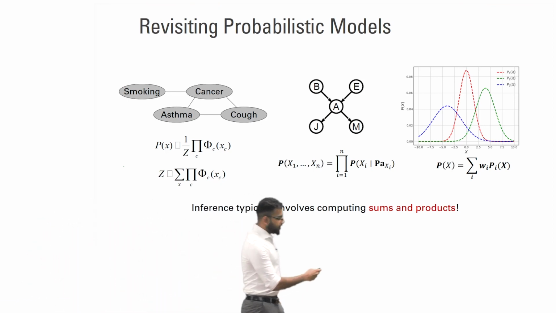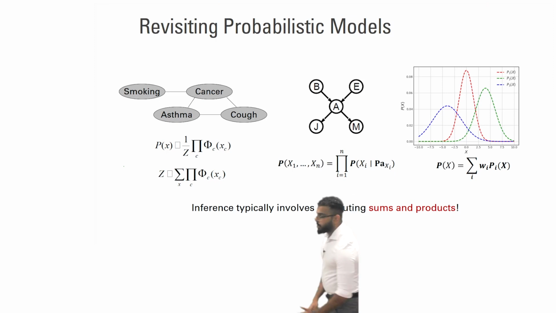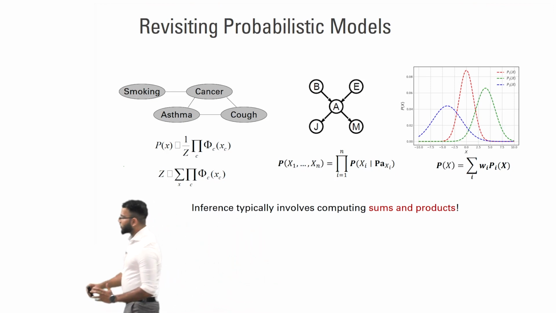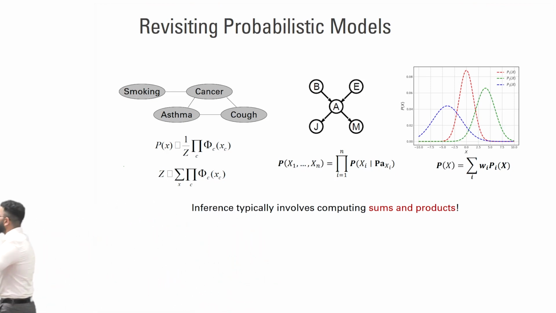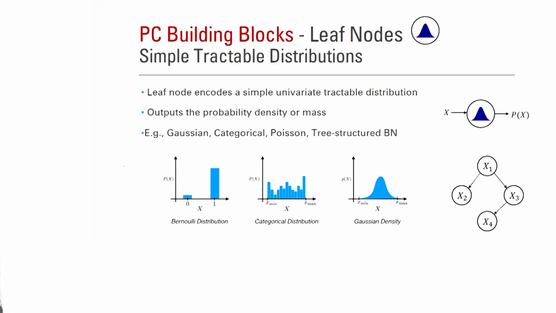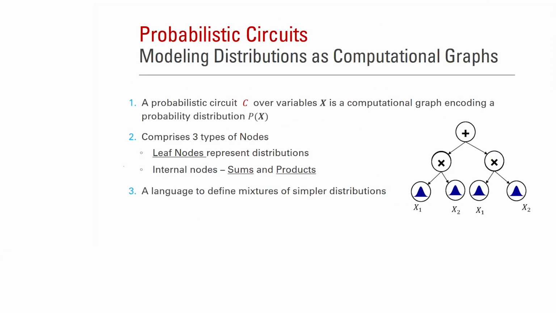So then the view we'll take is, okay, you have these products and summations that keep coming up in these probabilistic models. Now, how do you build a class of models that utilizes these? What we look at is utilizing sums and products to build a class of models called probabilistic circuits. I'll define what the fundamentals are for these probabilistic circuits.